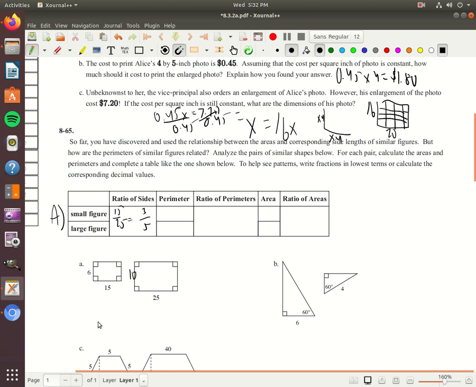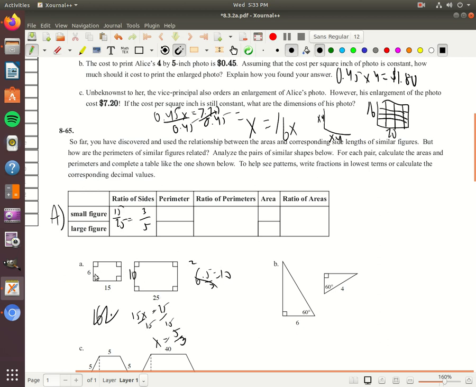So 6 times, no, I don't want to do that. So 15 times something equals 25. I divide by 15. I think that's why I have it wrong. So x is going to be 5/3. I put the smaller one on top, so that was going to be my issue there. So anyways, if I multiply 6 by 5/3, there's my 10 that I got right there.